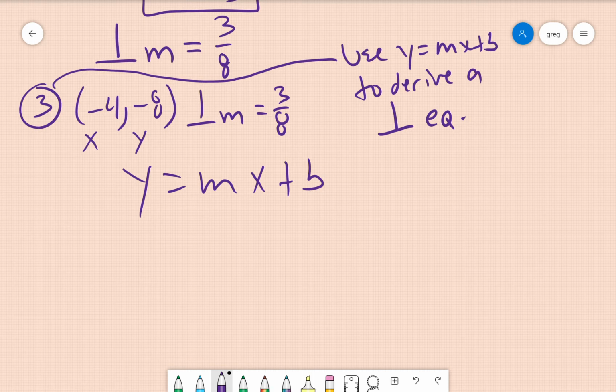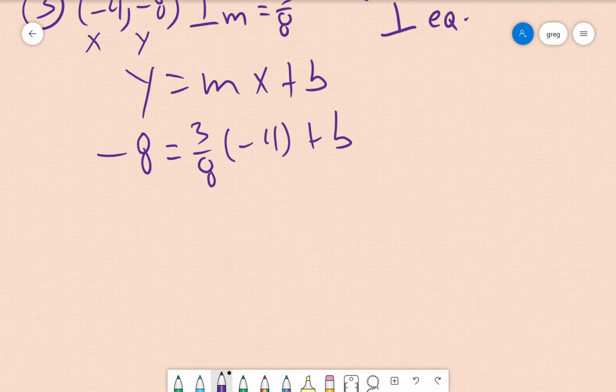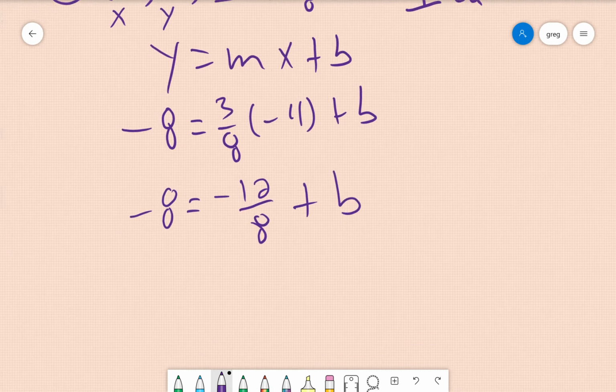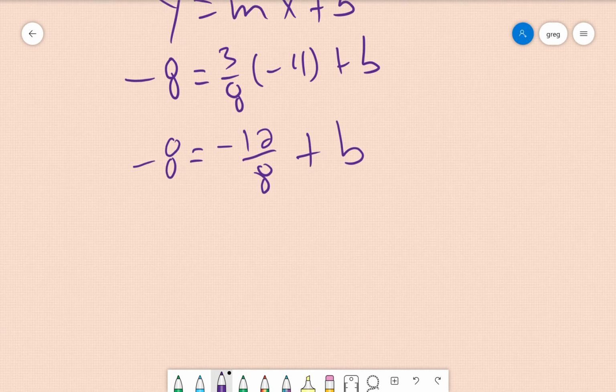All right, what you got? So you have to plug in, so it would be -8 equals 3/8 times -4 plus b. Yes. And then you have to multiply 3/8 times -4. So what's 3 times -4? That's 12. Okay. And then you have to... Now what? Subtract.